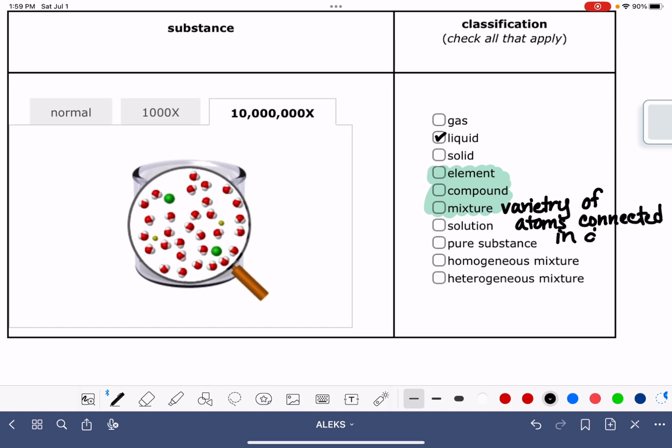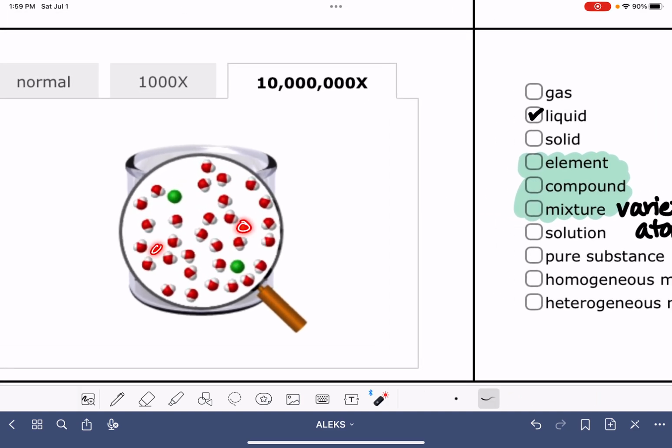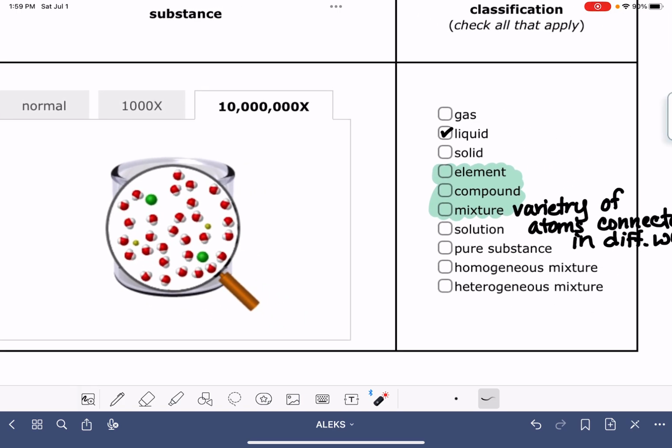And what I mean by that is that I've got some green spheres in here. I've also got some yellow spheres in here. I've got some red and white things in here. I've got a variety of atoms. There's a lot of different things going on. That is a mixture. An element contains only one type of atom, which means that all of your atoms are just going to be red spheres, or they're all going to be green spheres. You're just going to have one particular type of colored sphere showing up in there.